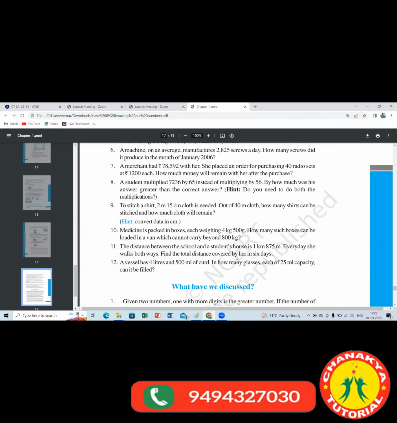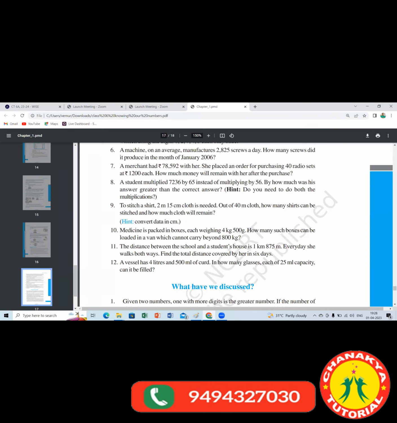Yes, ma'am. Here there are 40 meters of cloth. We are making some shirts with that cloth. Each shirt requires 2 meters 15 centimeters of cloth. How many shirts can we make with that 40 meters of cloth and how much cloth is left over? That's our question. What should we do? We are equally distributing for each and every shirt, right? Equal distribution is nothing but? Ma'am, we should divide. Very good.